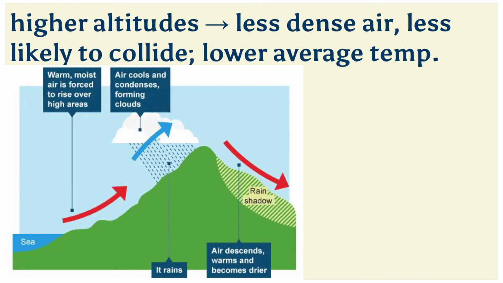So as that air is rising, the warm, moist air is forced up to rise over those high areas. The air cools. As it cools, it starts to condense because the air can't hold on to that water vapor anymore. It forms clouds. And if that continues to rise, it'll actually start raining. So then, as that air starts coming back down the other side of the mountain, it creates what's called a rain shadow effect, where there are quite different amounts of precipitation on the leeward side than there is on the windward side of a mountain.